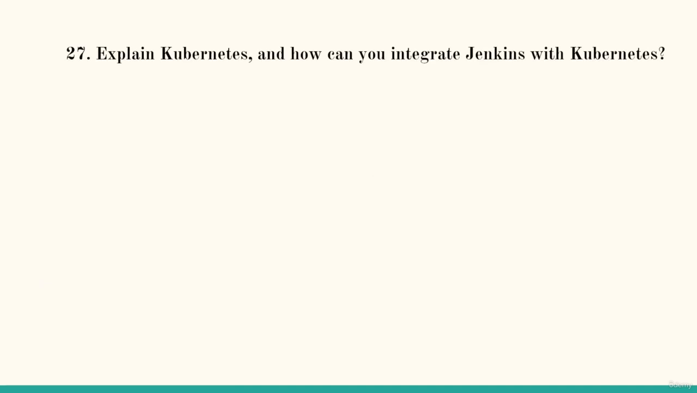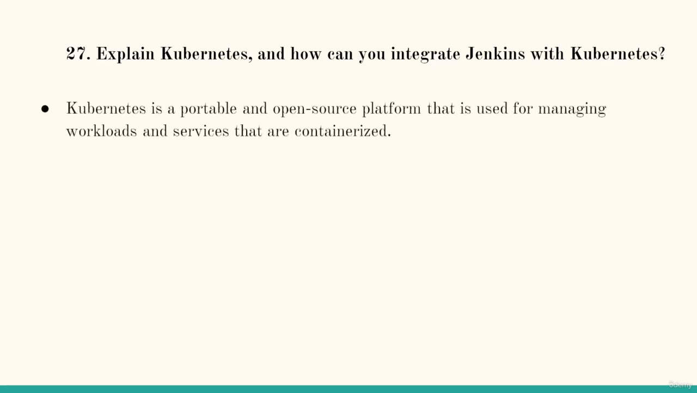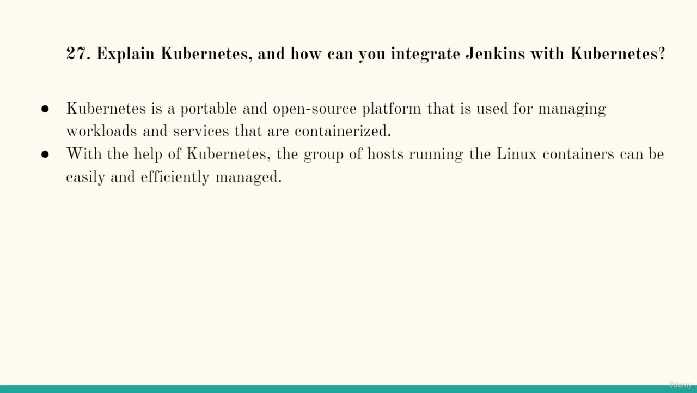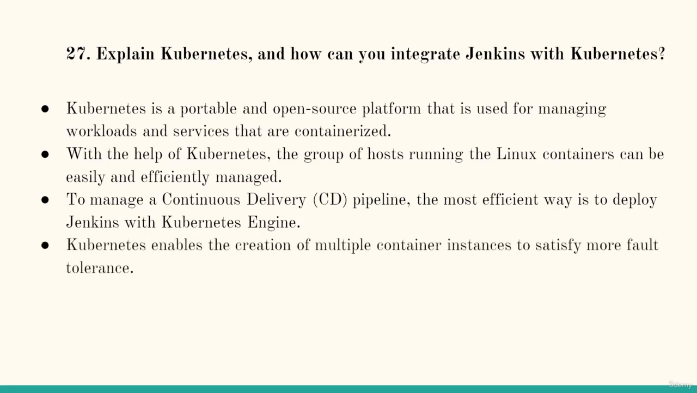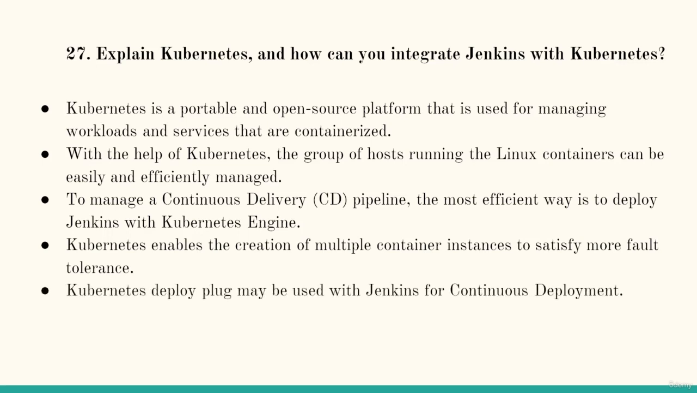Explain Kubernetes and how can you integrate Jenkins with Kubernetes. Kubernetes is a portable and open source platform. It is used for managing workloads and services that are containerized. With the help of Kubernetes, the group of hosts running Linux containers can be easily and efficiently managed. To manage a CD continuous delivery pipeline, the most efficient way is to deploy Jenkins with Kubernetes Engine, and Kubernetes enables the creation of multiple container instances for more fault tolerance. The Kubernetes deploy plugin may be used with Jenkins for continuous deployment.